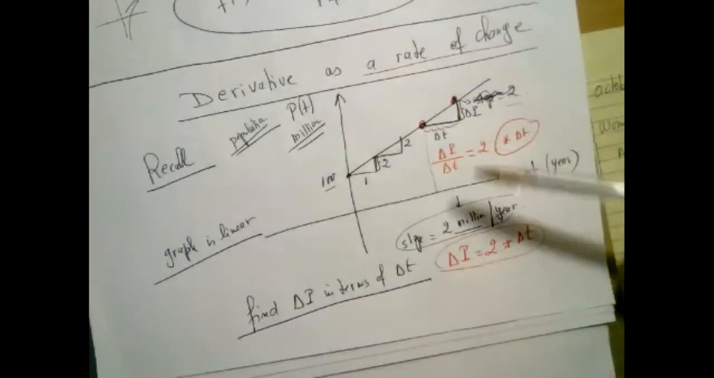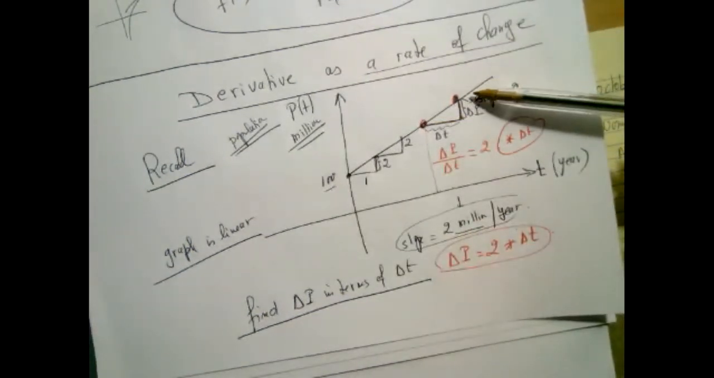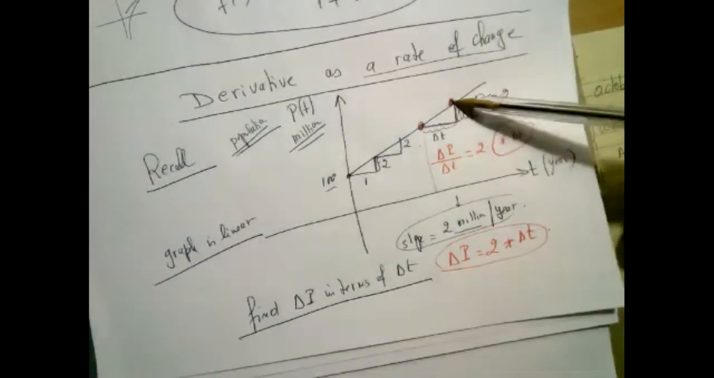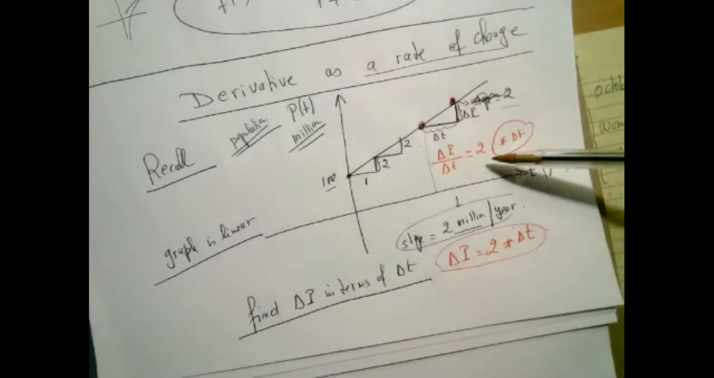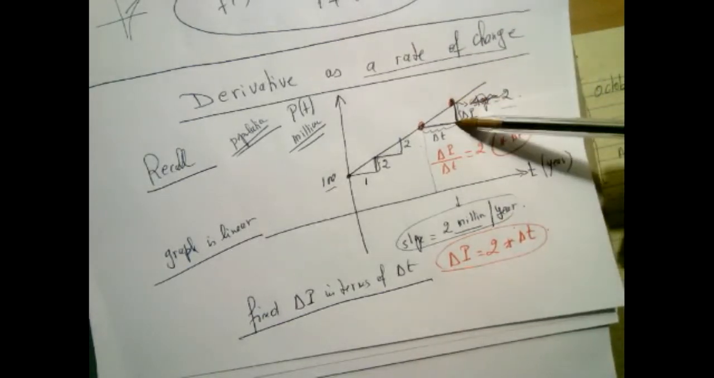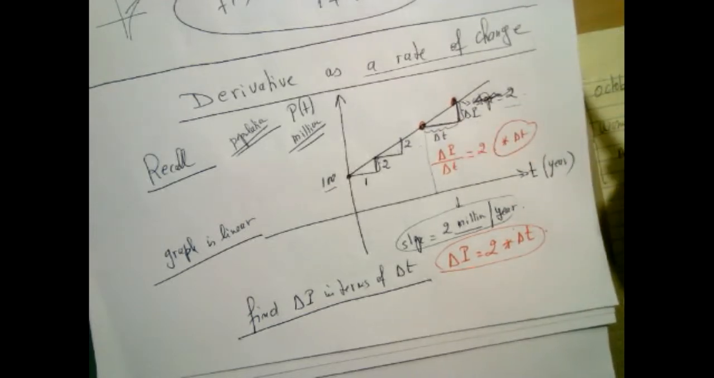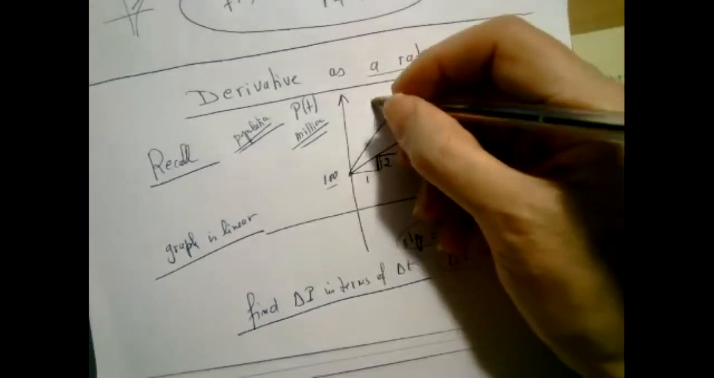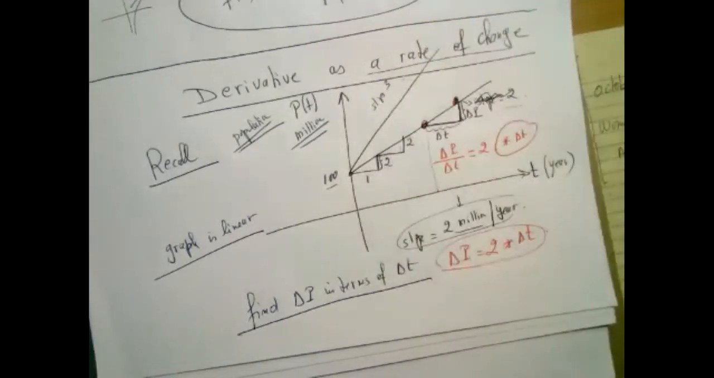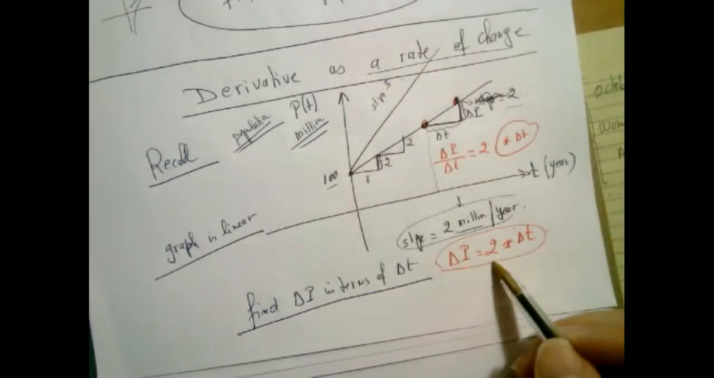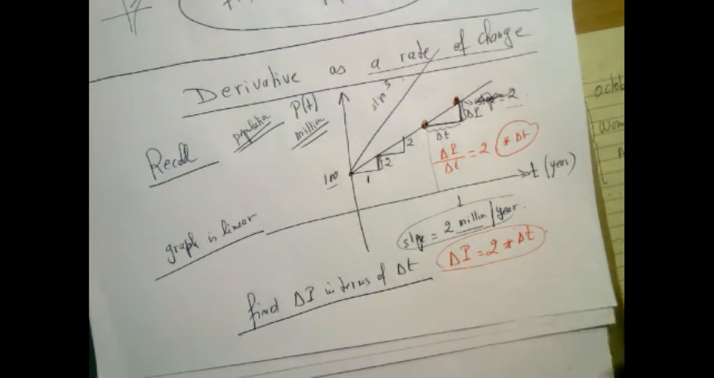And then it tells me also that in this particular case, the change in population over change in time is 2. So algebraically, I get the change in population is twice the change in time. So that's linearity. If the slope is 3, for example, it means that the change in population is always 3 times the change in time.